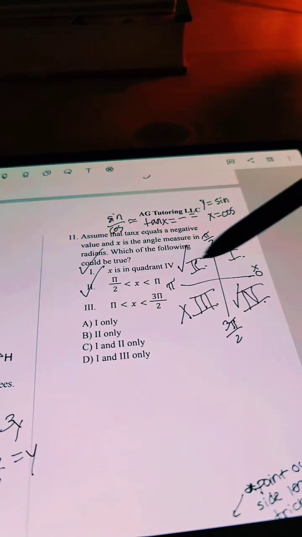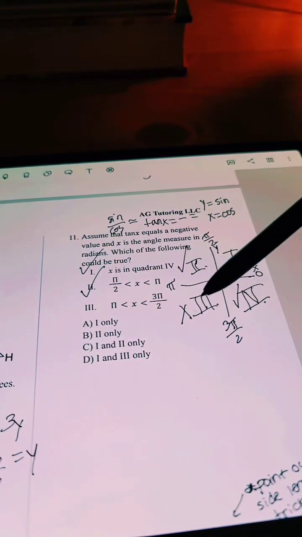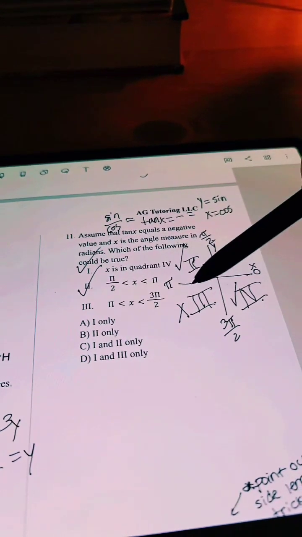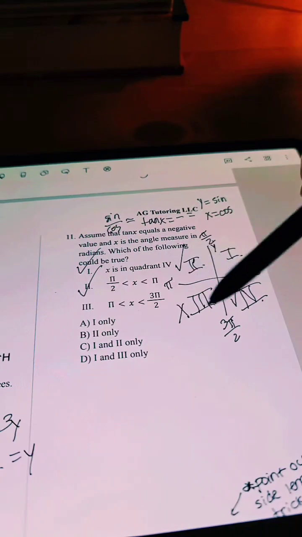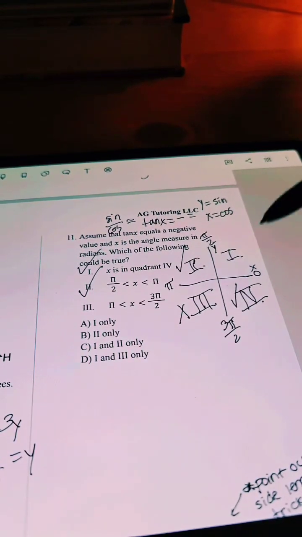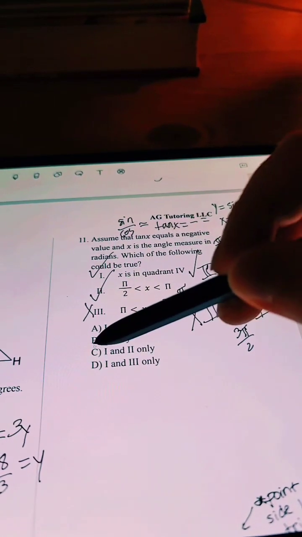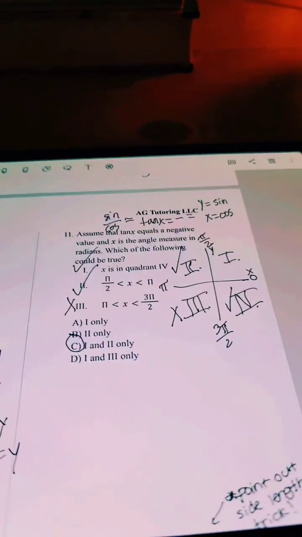Now quadrant 3 would be right over here, or not quadrant 3, Roman numeral 3, which also happens to be quadrant 3, is right over here because it's between the pi and the 3 pi over 2. That does not work, we figured out. So it can only be 1 and 2, which would be C. Correct, Allie.